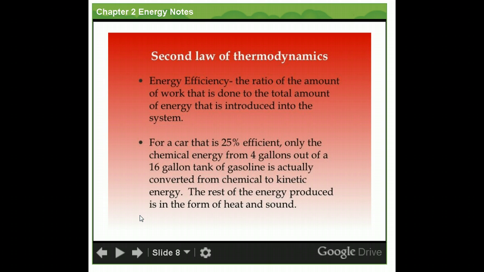So energy efficiency is the ratio of the amount of work that is done to the total amount of energy that you gave to the system. For example, if you had a car that's 25% efficient, you're only going to get 4 gallons of energy out of the 16 gallons you put in there. 4 gallons is going to give you the moving energy. The rest of the gallons will give you the heat energy, the sound energy, the friction, things like that.